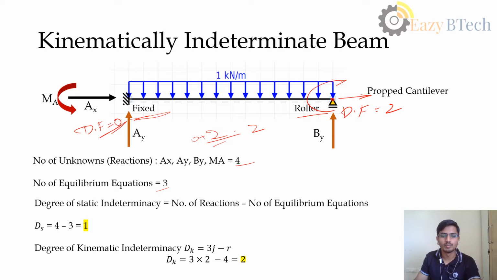Let us solve using this equation. Kinematic indeterminacy can be found by 3j minus r. The number of joints we have is 2 here. So 3 times 2 minus the number of reactions, which is 3 plus 1, that gives me 2.